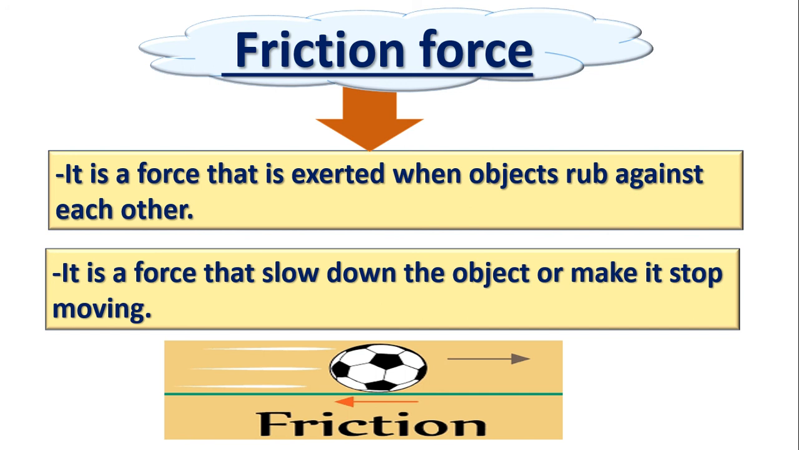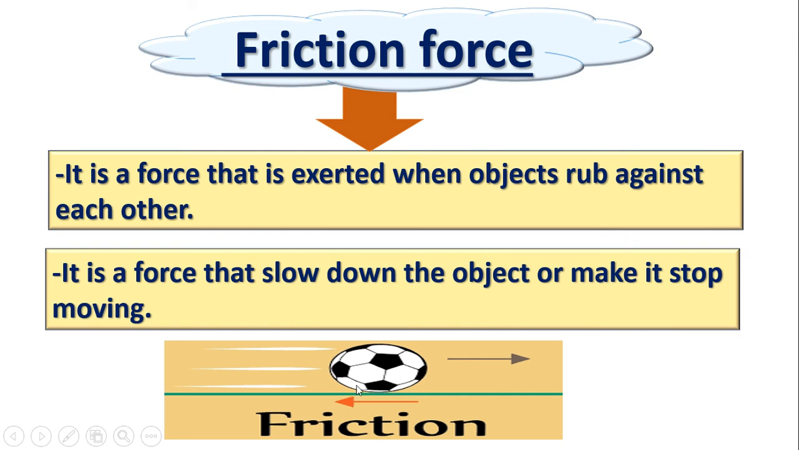The friction force is applied to a moving object to slow it down or to stop it from moving. And this force happens when the objects rub against each other. What's the meaning of rub against each other?